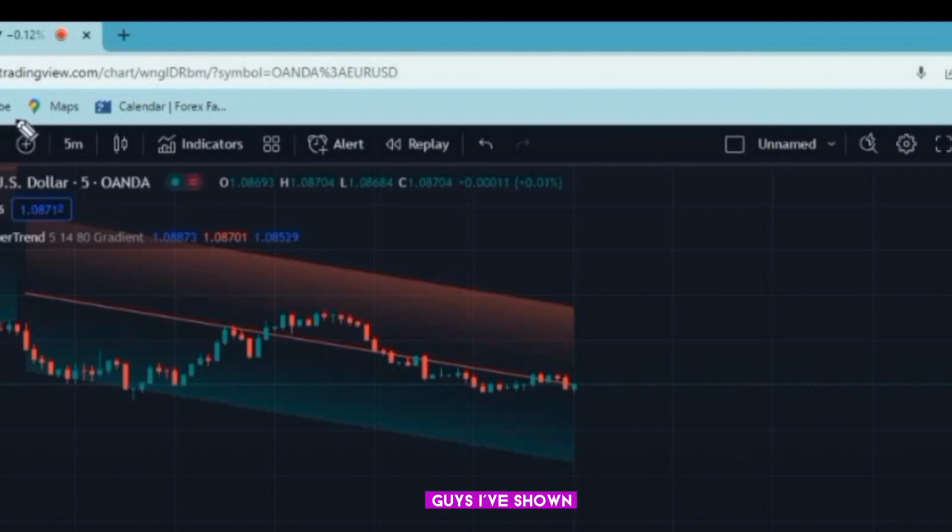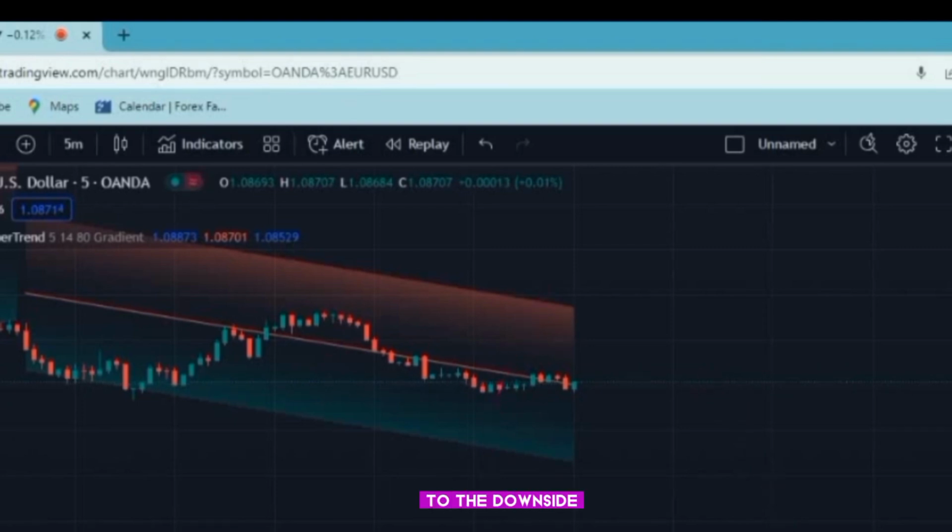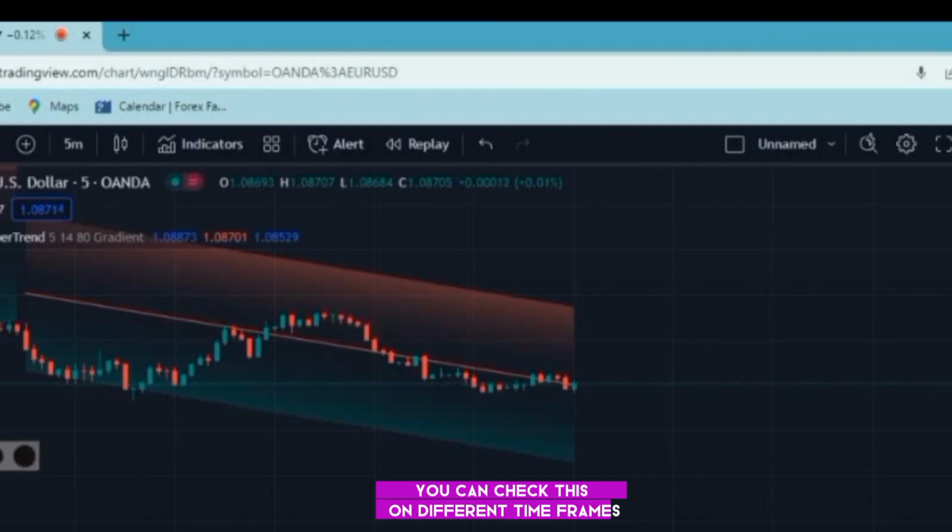So guys, I've shown you what you can expect on live market, and basically that is what is happening. Though the bullish candlestick pattern is trying to push to the upside, it's reacting to this level, but I'm telling you this market will proceed to the downside. Let's give it some time and we're just going to see where it is going to head to. So guys, as well, you can check this on different time frames. Let's see what is going to happen on live market.